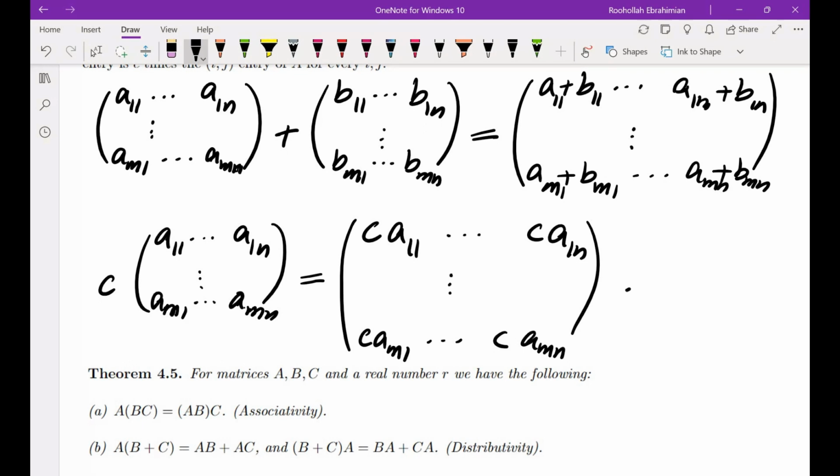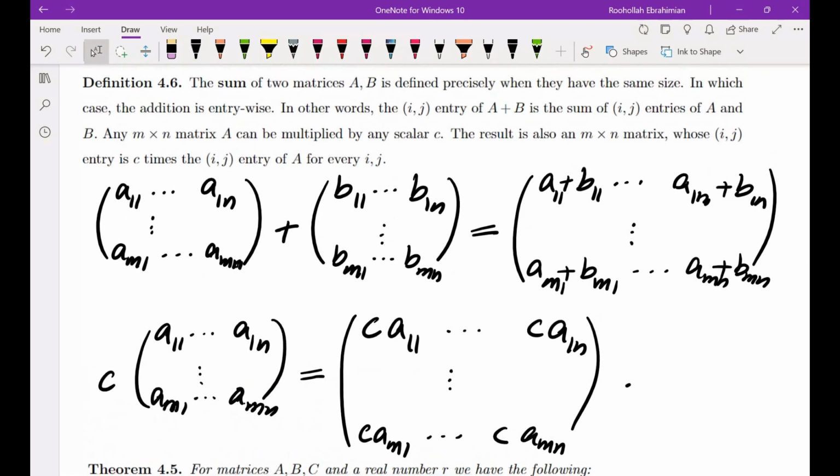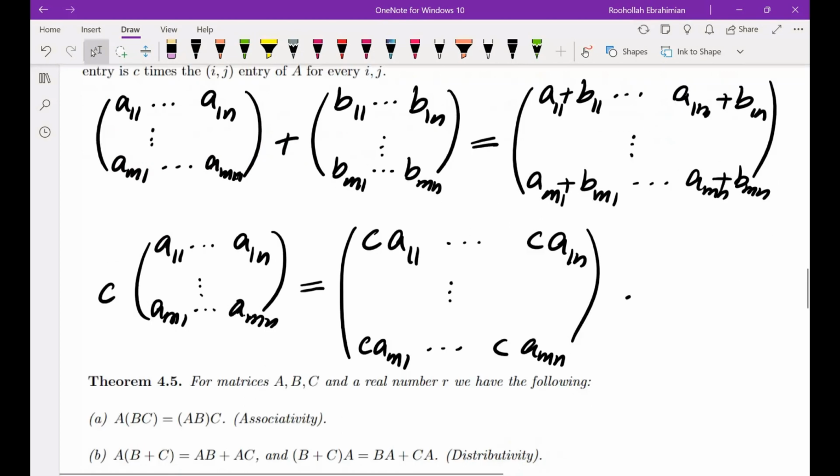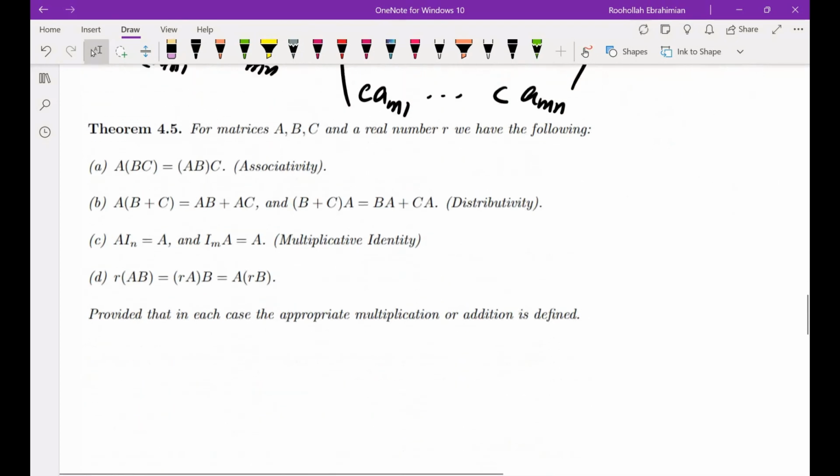So you can multiply two matrices. That's something we talked about earlier. We can add two matrices of the same size. We can multiply every matrix by a scalar. Given these, we have these properties.